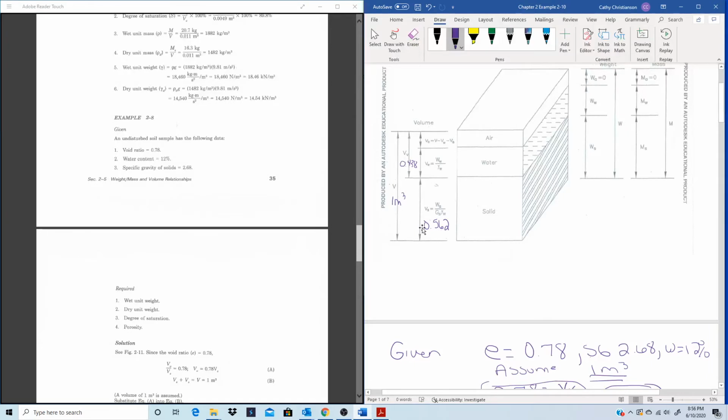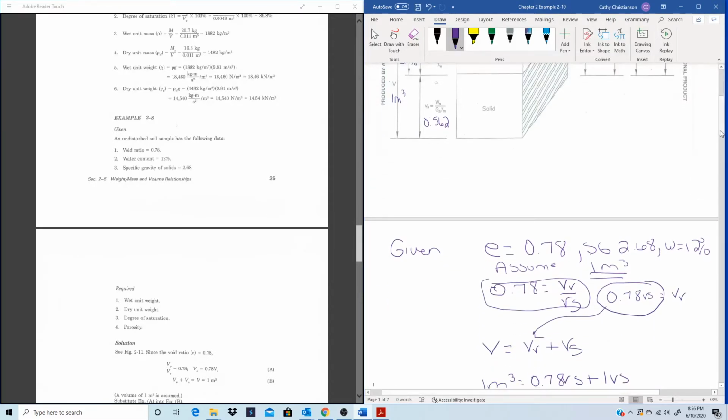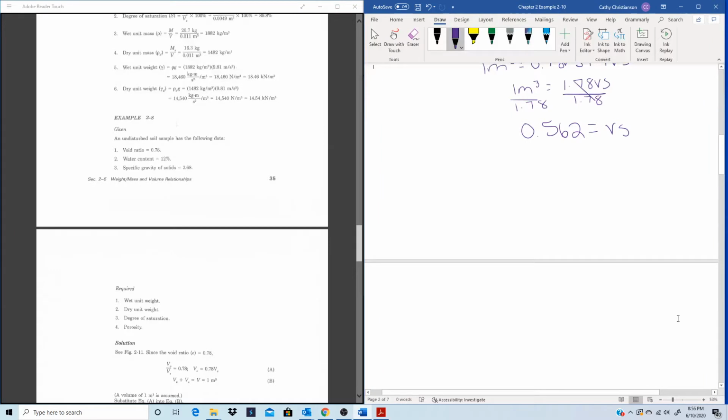So knowing that VS is 0.562, I can solve for the weight of the solid. So I'm going to come down here and plug this in. If I have the volume of the solid, that is the weight of the solid divided by specific gravity times unit weight of water. So 0.562 equals the weight of the solid, which we don't know, divided by specific gravity, which was given as 2.68, times unit weight of water, which is 9.81 kilonewtons per meter cubed.